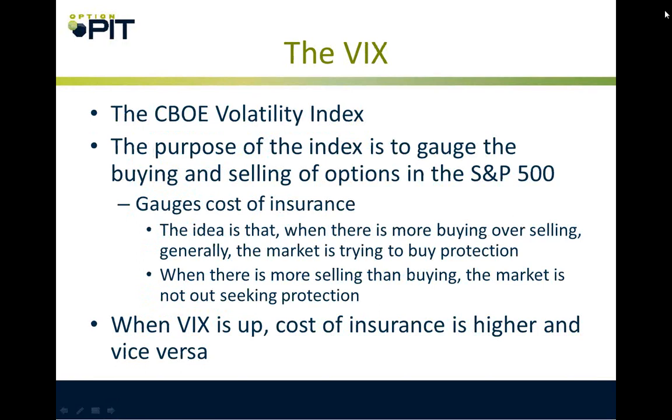So now, let's talk about the VIX. It's the CBOE Volatility Index. The purpose of the index is to gauge the buying and selling of options in the S&P 500, the SPX. It gauges the cost of insurance. The idea is that when there is more buying over selling, generally the market is trying to buy protection. When there is more selling than buying, the market is not out seeking protection. So when VIX is up, the cost of insurance is higher, and vice versa.